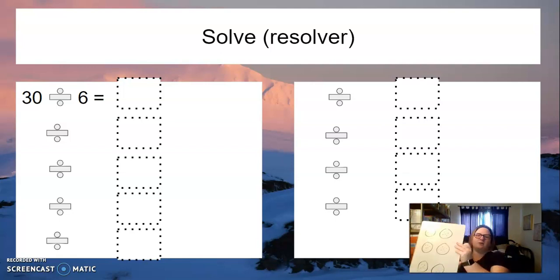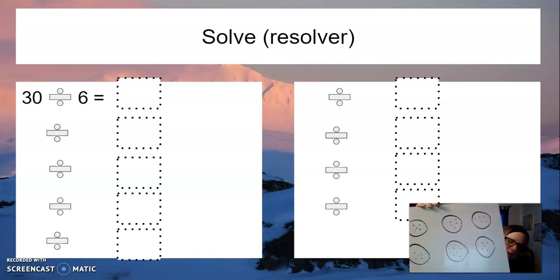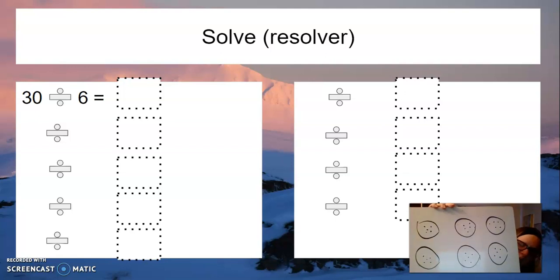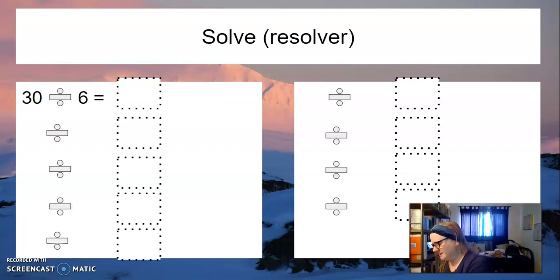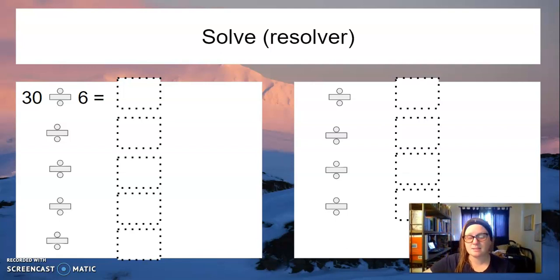So, and then I count how many are in each group. I count 1, 2, 3, 4, 5. So 30 divided by 6 is 5. If you have your 5's facts memorized, then you might have already known that. And then you're going to continue to solve for the rest. So 30 divided by 6 is 5.